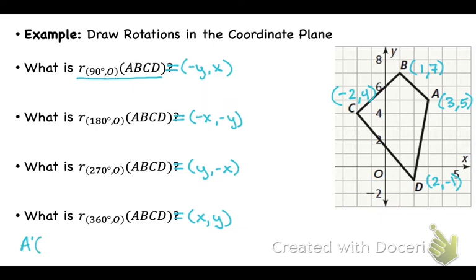What is it? 3, 5. B prime: 2, negative 1. B is 1, 7. C prime: negative 2, 4. And now D prime: 2, negative 1.